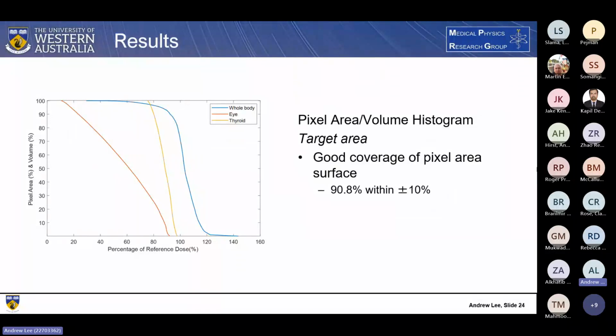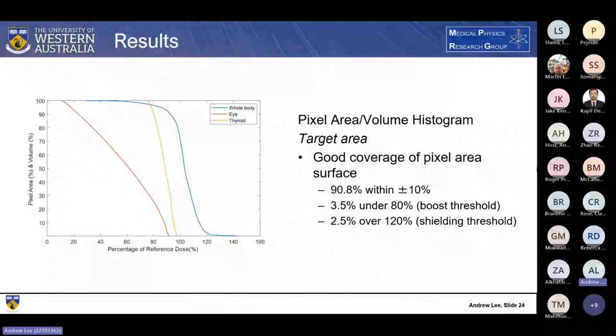90.8% is within plus or minus 10% of the reference dose, which is quite good. We have a small amount, 3.5%, requiring boosts, and 2.5% requiring shielding. Again, because it's a 2D image, it doesn't include the soles of the feet, which would increase the area that requires a boost. The feet, of course, receive around 6.6% of the actual reference dose.